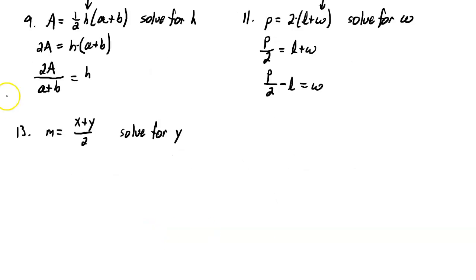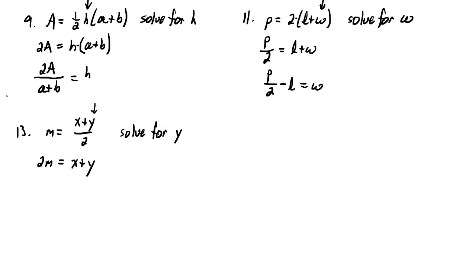Number 13. The mean or average of 2 numbers is equal to the sum of the 2 numbers divided by 2. This finds the number right in the middle of whatever x and y are, and that's called the mean or the average. We want to solve for y. Here's the letter y. Let's remove the denominator of 2 by multiplying by 2. This makes 2 times m is equal to x plus y.